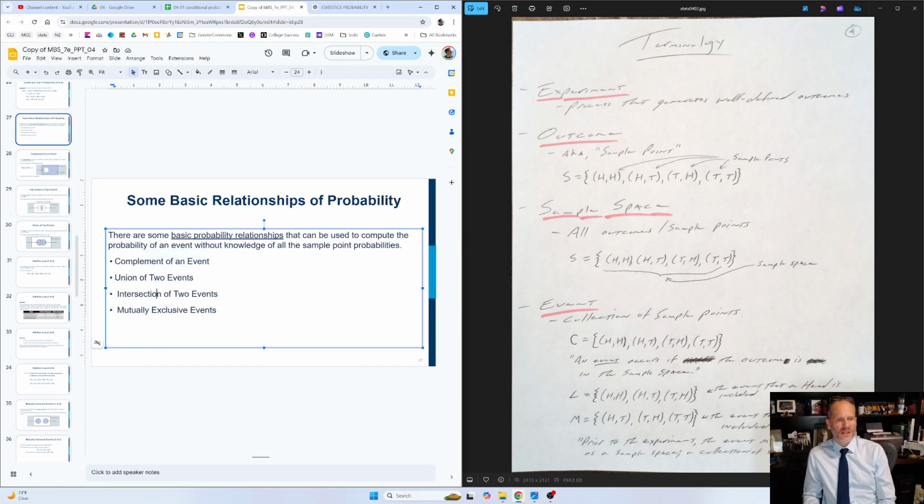There's the union. I'm going to do it like this. The book does the union first. I like doing the intersection first. So there's the complement of the event, an intersection of 2 events, a union of 2 events. And I like doing intersection first because when you get to union, you have to subtract the intersection. So if you don't know what an intersection is, how can you understand what you're doing in a union? And then mutually exclusive events. So that's mutually exclusive events.